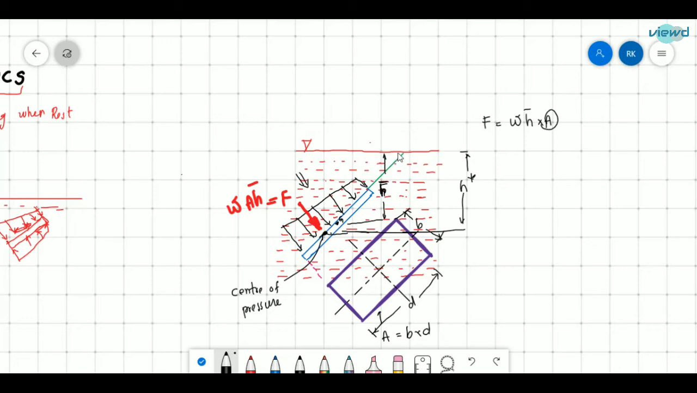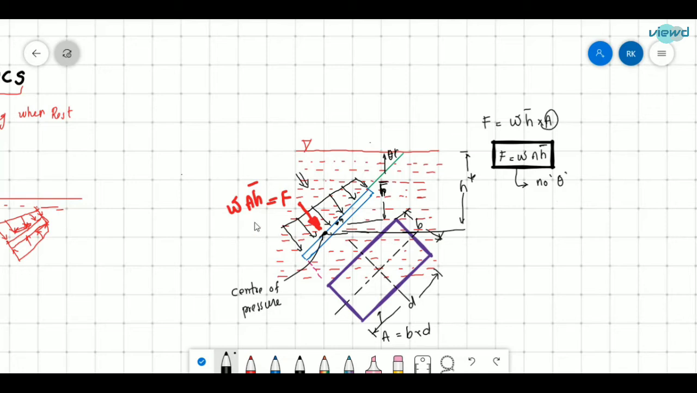If we see that, let me say this angle is theta. If you look at the formula of this hydrostatic pressure force, there is no theta. So the angle does not influence the value of hydrostatic force.